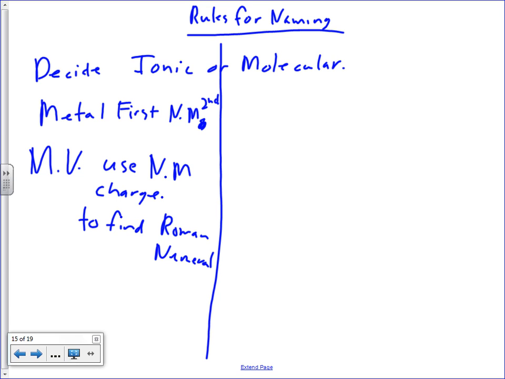If I'm writing the formula for an ionic compound, what's essentially my only rule I have to remember? How do I get the numbers right? Drop and swap. So that's a really quick and dirty summary of the ionic compounds.